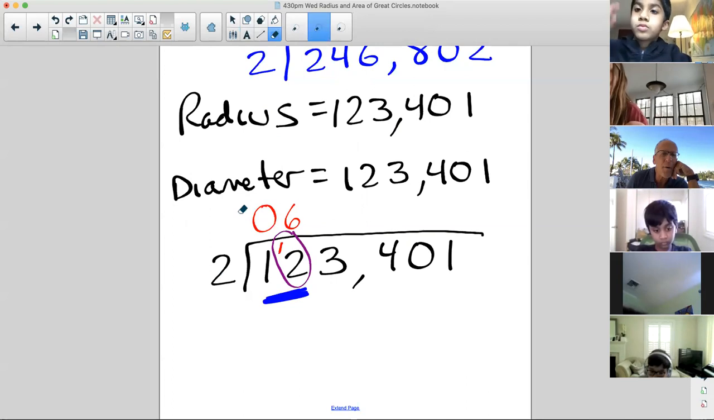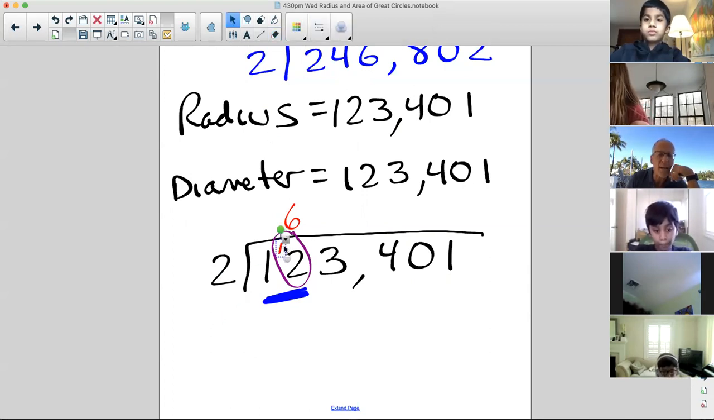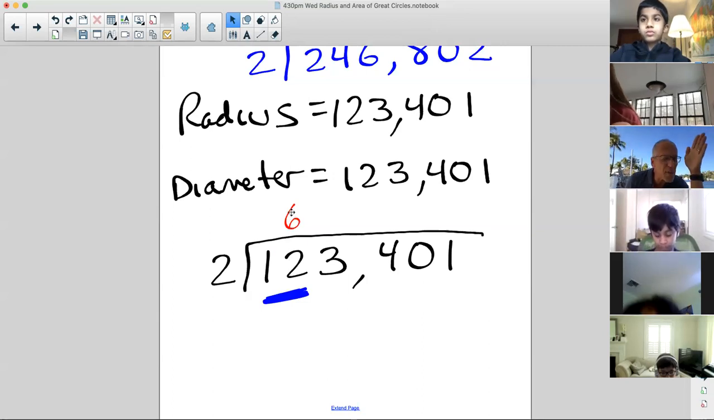And so now I'm going to erase that. And we don't even need the remainder. We can just say 2 goes into 12 6 times. But you have to put the number 6 above the 2, not above the 1, and definitely not in between. 2 goes into 12 6 times.